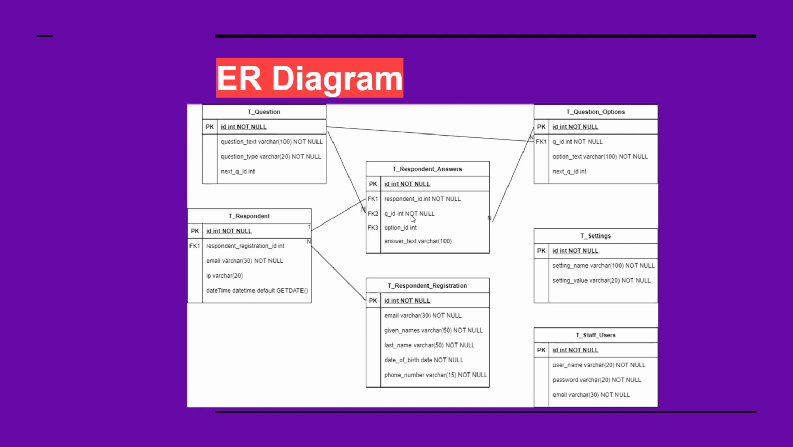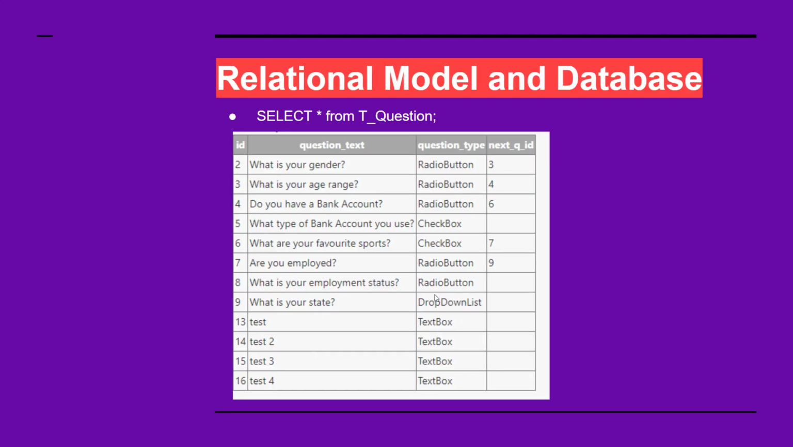So in the next few slides, we will look at the relational models. You will understand it much better. And there's a settings entity to store special settings such as what should be the starting question number. Plus there will be a staff user entity with the username and password for staff login validations. So now let's go and look at the relational model for you to understand better with the data.